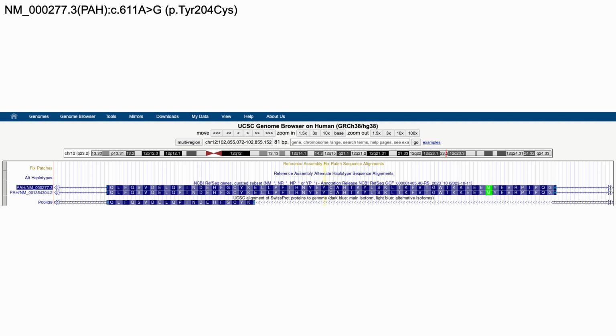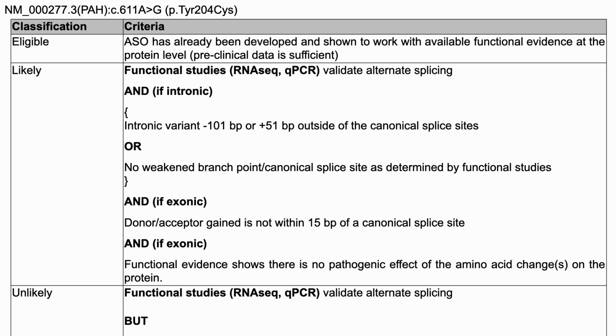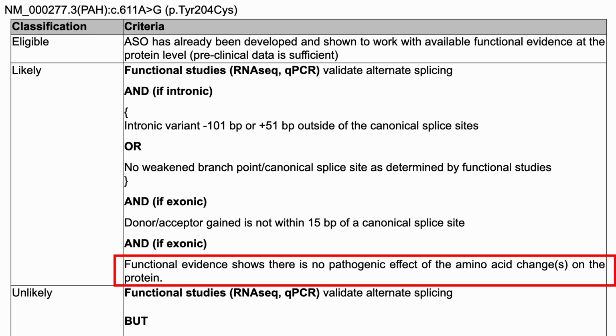Using the UCSC genome browser, we could see that the location of the variant is in the center of the exon, well past the 50 nucleotide threshold, posing no concern for effects on the canonical splice site. From our search, we know that there are functional studies which validate the effects of alternate splicing, and that the canonical splice site is not destroyed. Additionally, the donor splice site is not within 15 base pairs of the canonical splice site. However, there is a small reduction in protein stability and enzymatic activity due to the amino acid change itself. Therefore, we cannot classify this variant as likely eligible.